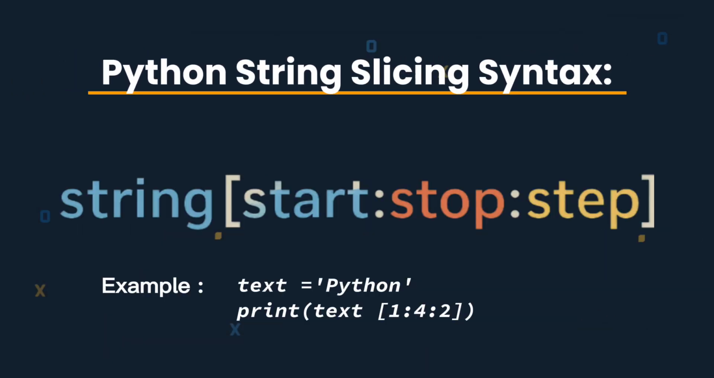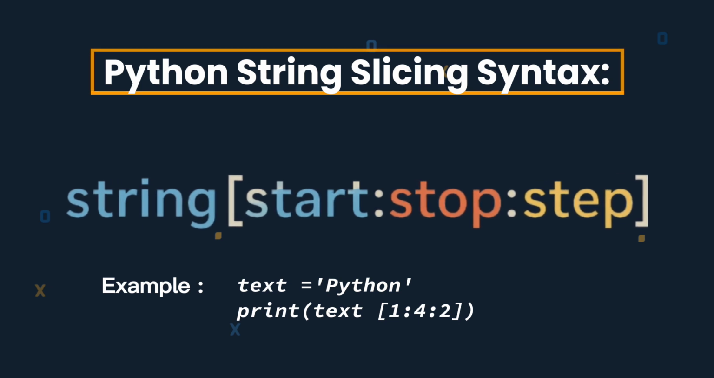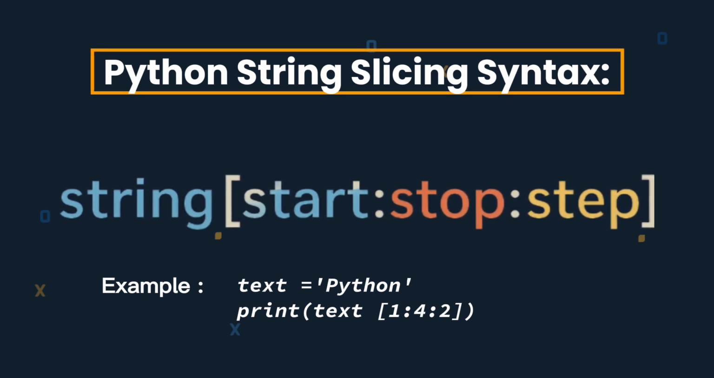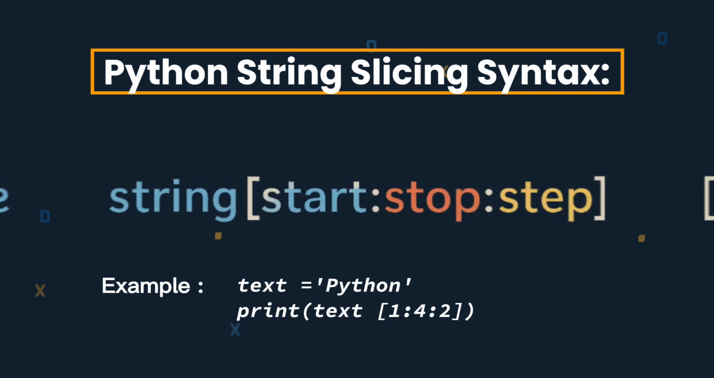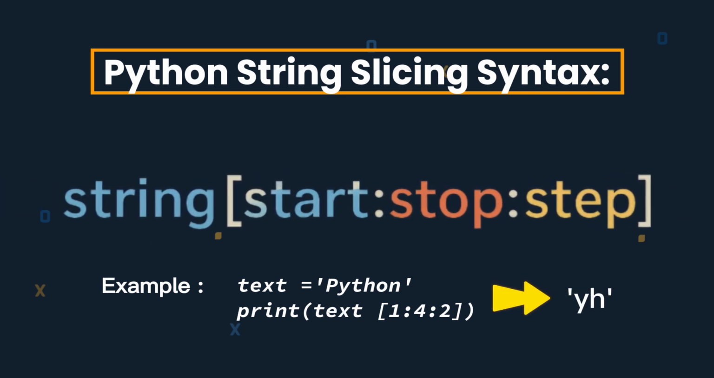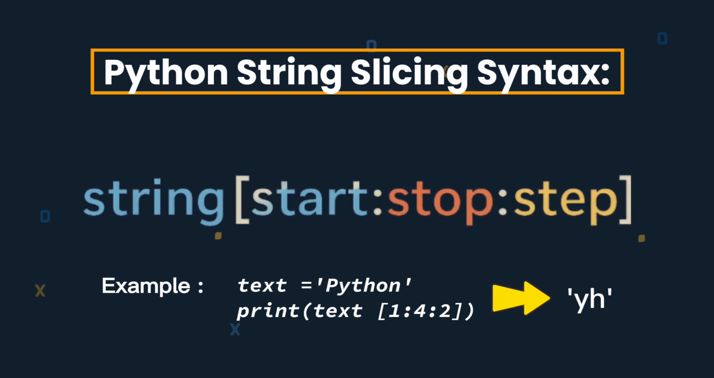Let's get started. Slicing in Python helps programs easily access and manipulate parts of a string. Recall that string slicing allows us to extract a specific portion of text from a string using this simple and powerful syntax. String refers to any variable that holds a string value. Start is the index where the slice begins, inclusive. Stop is the index where the slice ends, exclusive. And step is the interval between characters in the slice. For example, print slice text from 1 to 4 stepping by 2. In this example, the step is positive. Therefore, Python reads the string moving left to right and the output is YH.